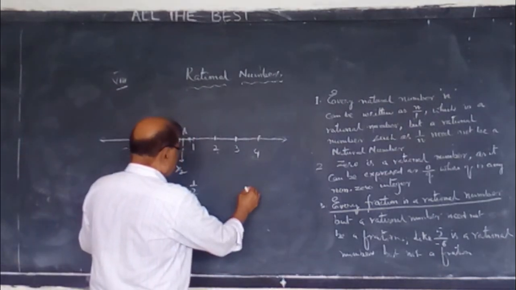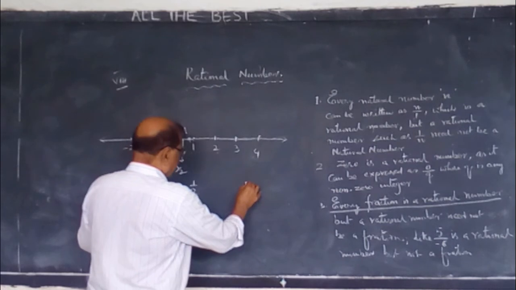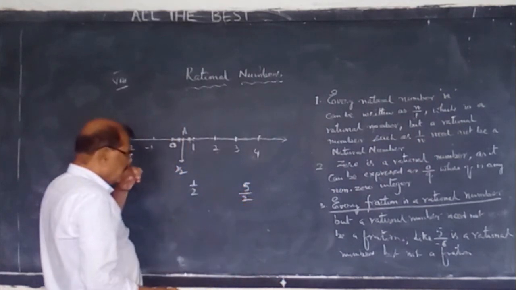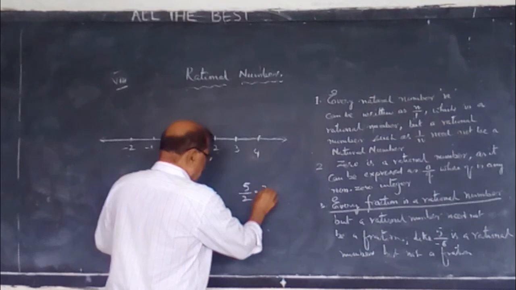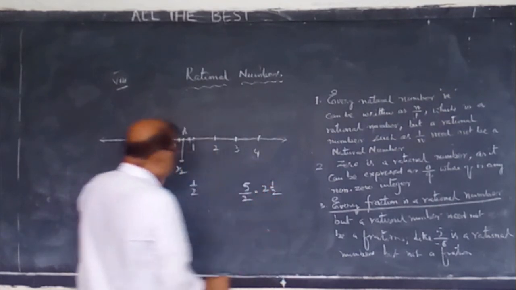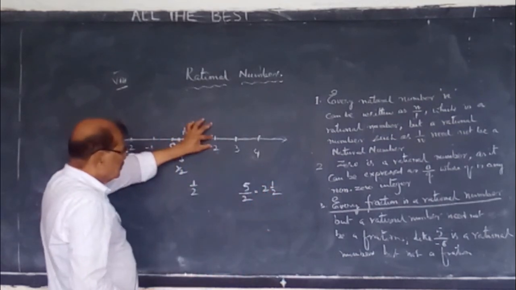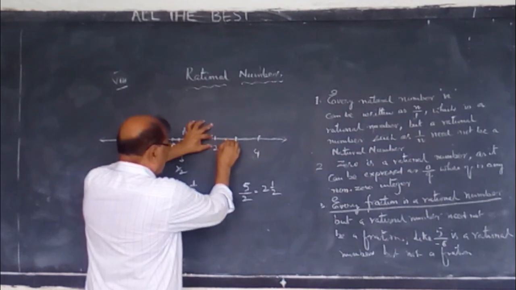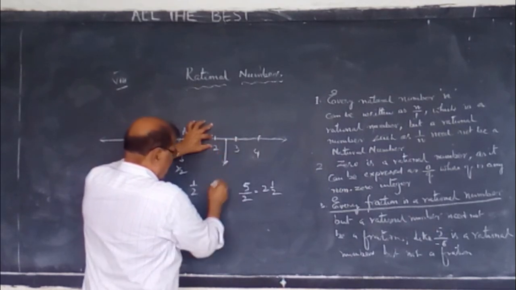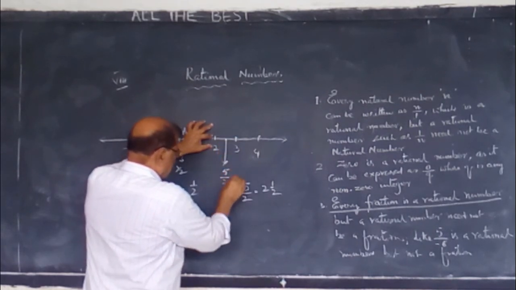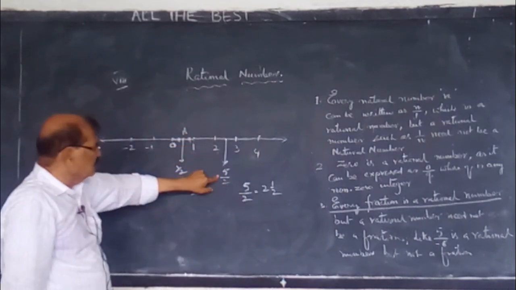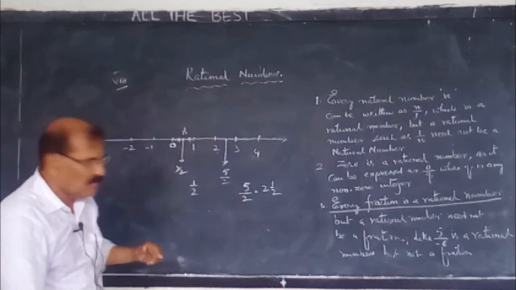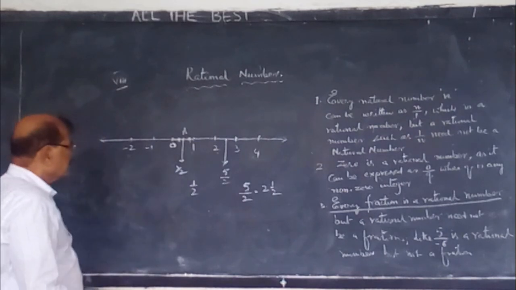For example, you take 5 by 2. It is 2 and 1 by 2. So this is 2, and between 2 and 3 the distance is 1, so the middle point is half. So this is 5 by 2. This is the way of representing rational numbers on a number line.